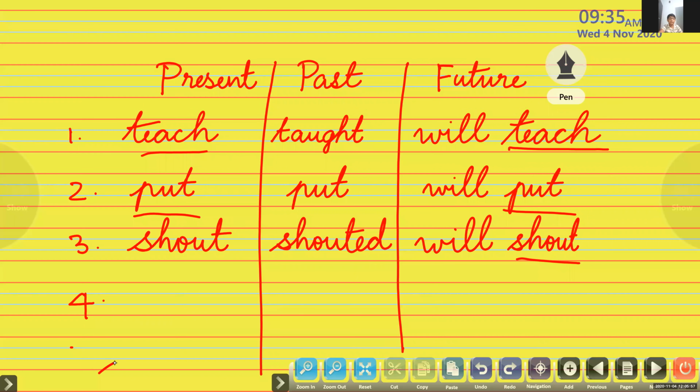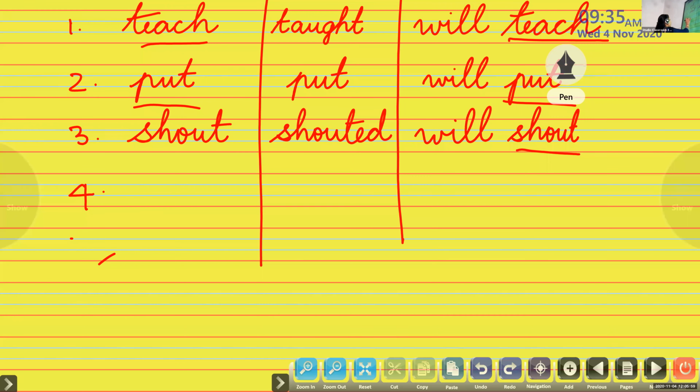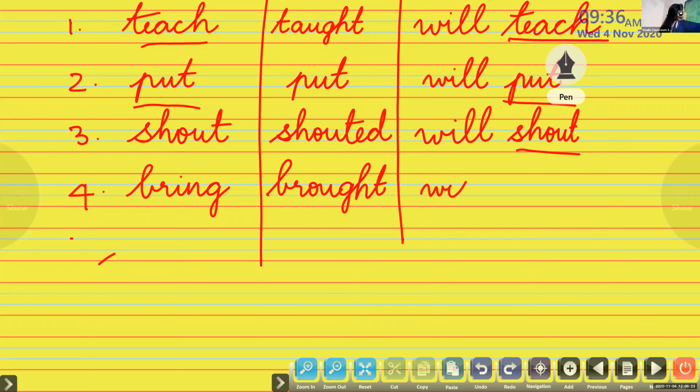Now here, the word is bring. What's the past tense form of the word bring, children? It is brought, B-R-O-U-G-H-T. Is that clear? The past tense form of the verb bring is brought. And for the future tense, we have to add will before the present tense form. So it is will bring. Clear?